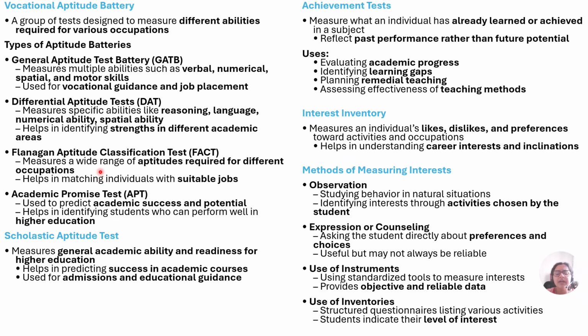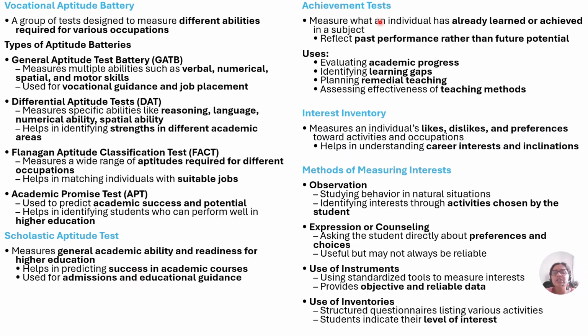Then Flanagan Aptitude Classification Test, that is FACT. They measure a wide range of aptitudes required for different occupations. They are job related. Remember that. FACT is for jobs. Then APT is for higher education. Okay, that is Academic Promise Test. That is for higher education. Then you have Scholastic Aptitude Test. They measure the general academic ability and readiness of a particular student for higher education.